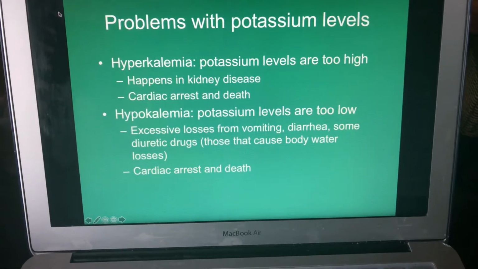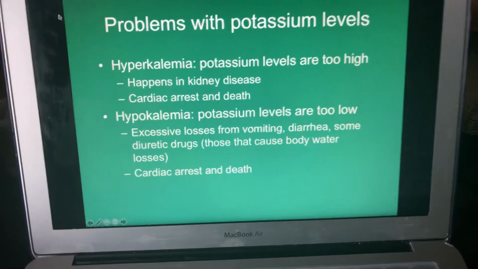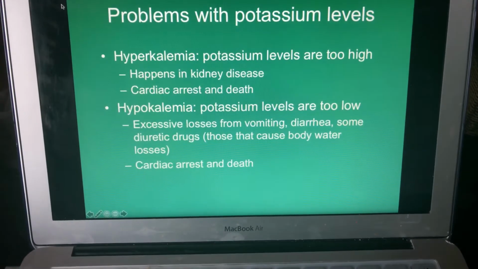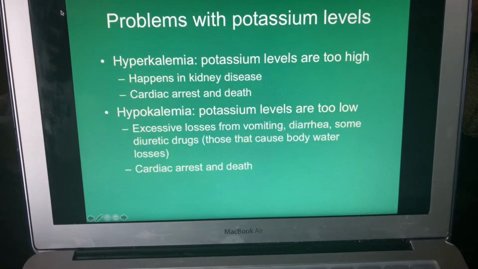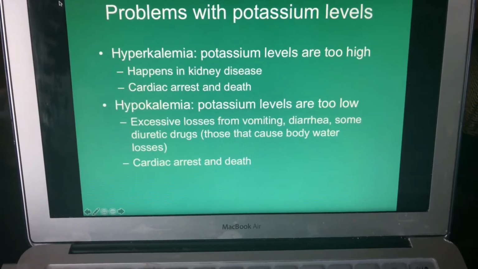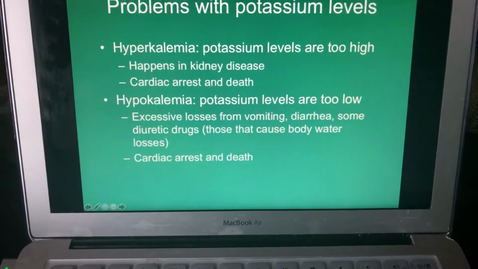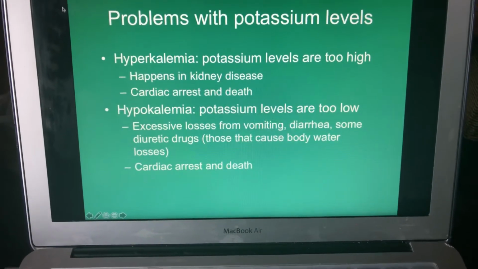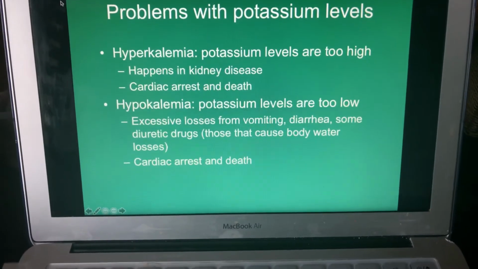Now, hyperkalemia: hyper means high, emia means blood, and the KAL refers to potassium because the chemical abbreviation for potassium is K. But potassium levels can be too high. This happens with kidney failure when the kidneys can't excrete potassium to maintain potassium balance, and it will result in cardiac arrest and death. This is a huge concern for people with kidney disease. We monitor their potassium levels very carefully, and oftentimes they are put on potassium controlled diets.